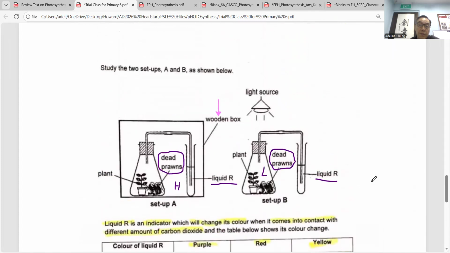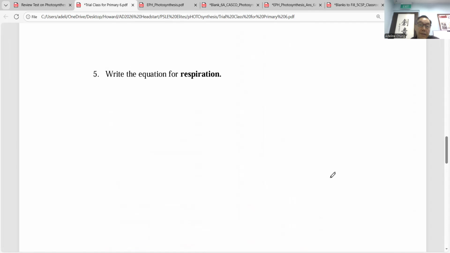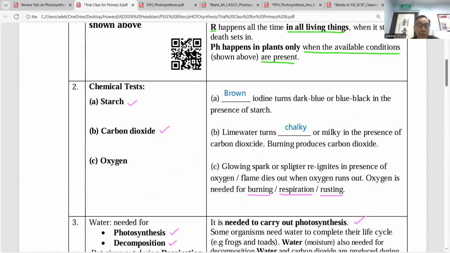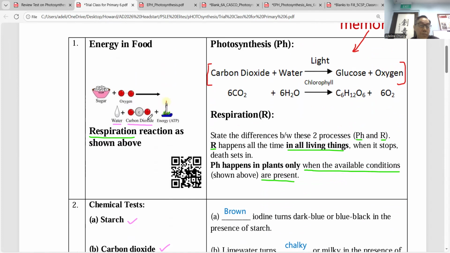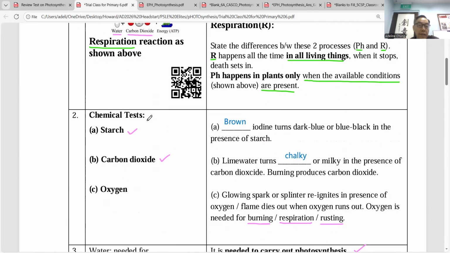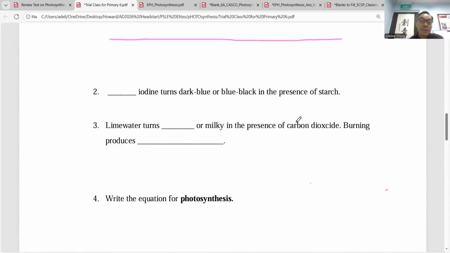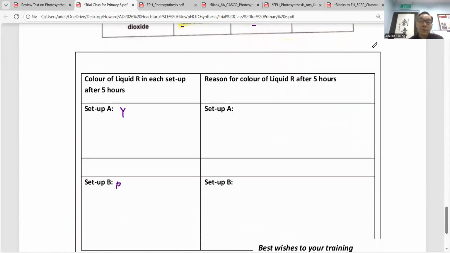So these application questions in PSLE exams are actually extracted. You need all these facts here. You need to know that during photosynthesis, carbon dioxide is absorbed. During respiration, carbon dioxide is produced. And at the same time, as I mentioned, during decomposition, carbon dioxide is produced. That will help you to answer this question over here, which I will mark for you soon.